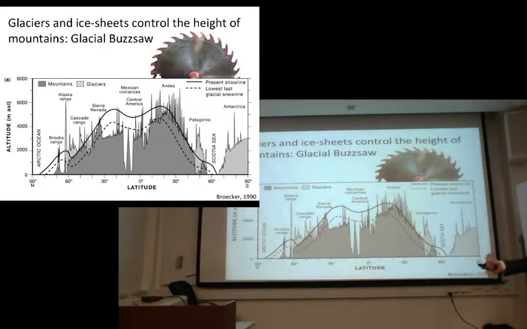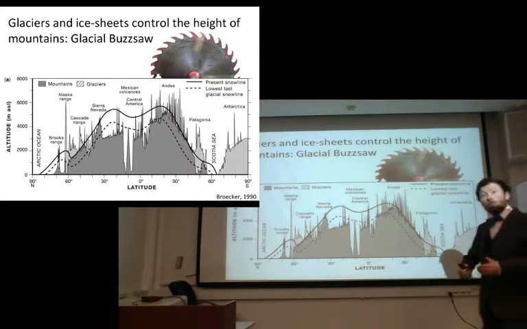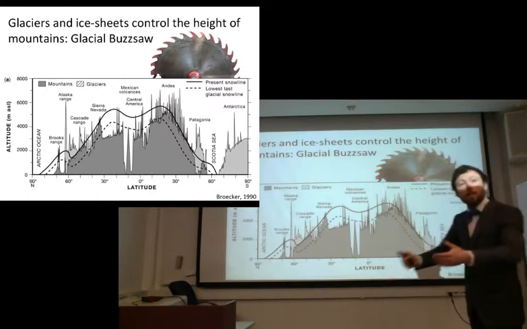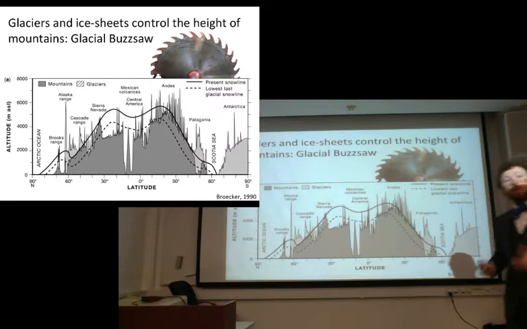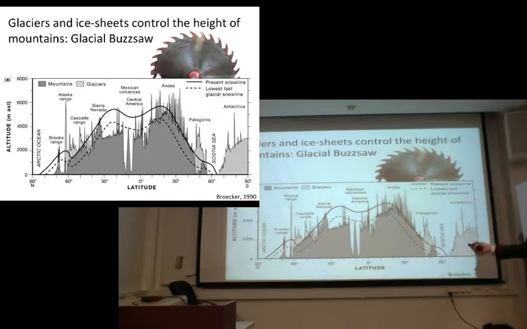Because of this snow line, we also have more glaciers. When you go above it, you form glaciers that will erode much more and will stop mountains from growing too far above this line. So that's an important concept for erosion.